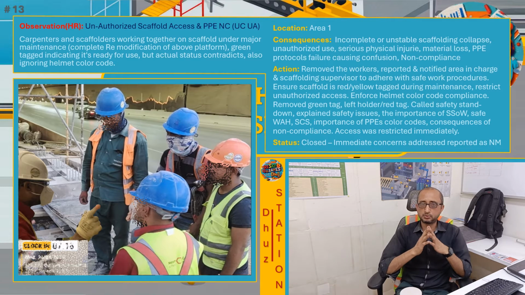They briefed them on the safety concerns, the importance of following the safe system of work, safety aspects of working at height and scaffolding, and the importance of complying with the PPE protocol. At the same time, they briefed them on the consequences of non-compliance. As immediate concerns were addressed on the spot, the status of this observation is closed. But the team reported it as a near miss, so the root causes may be identified, and our systems can be improved to prevent future repeat.